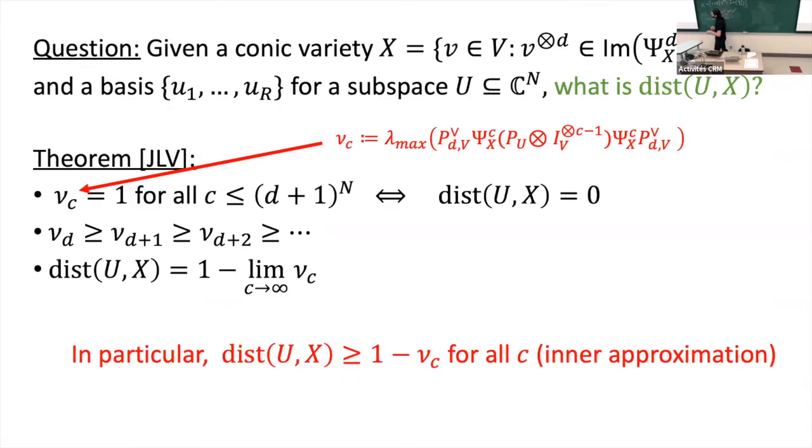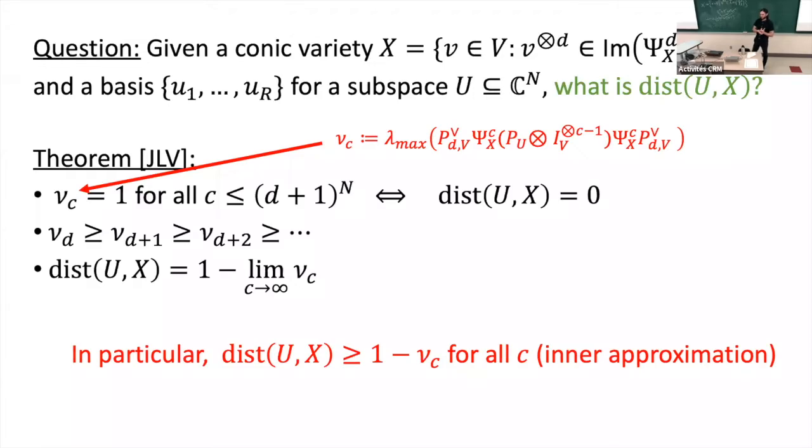So in particular, we have this hierarchy. The distance is, first of all, greater than or equal to 1 minus nu C for any C. And if you take the limit as C goes to infinity, you get the true distance. So we get a hierarchy of lower bounds on the distance.